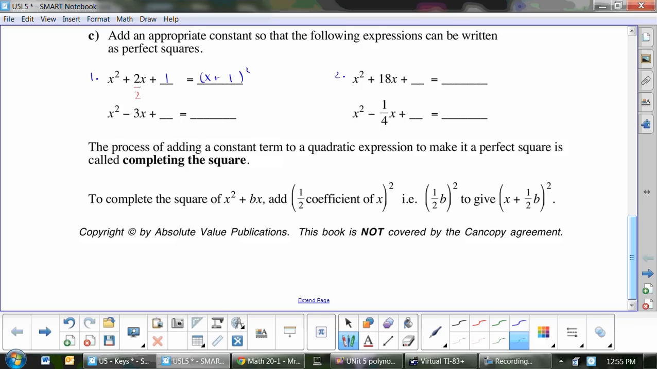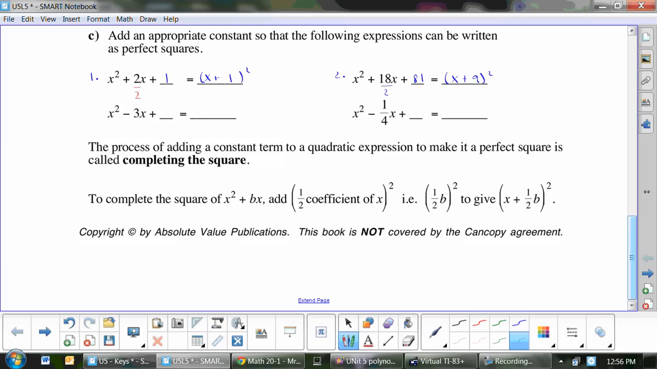Okay, so Sam, can you tell us about the one we're working on now, number 2? And then what's our perfect square? You got it, x plus 9.